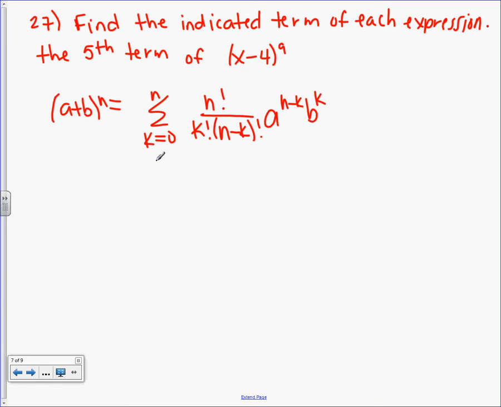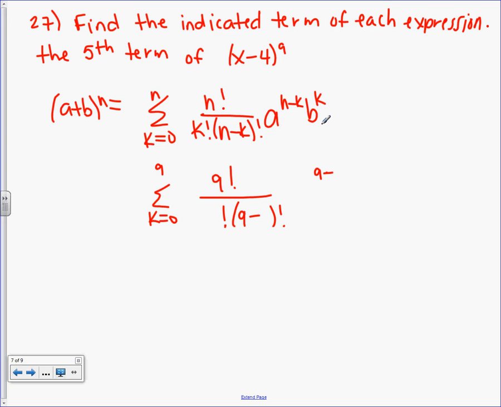Okay? So I've got a 9 sigma k equals 0 still. I've got a 9 factorial, 9 minus something, something, 9 minus something. Do you see how I just kind of left a bunch of stuff blank? We also need k. I'll talk to you about that in a second. But I can fill in a and b. That's still the same as before.